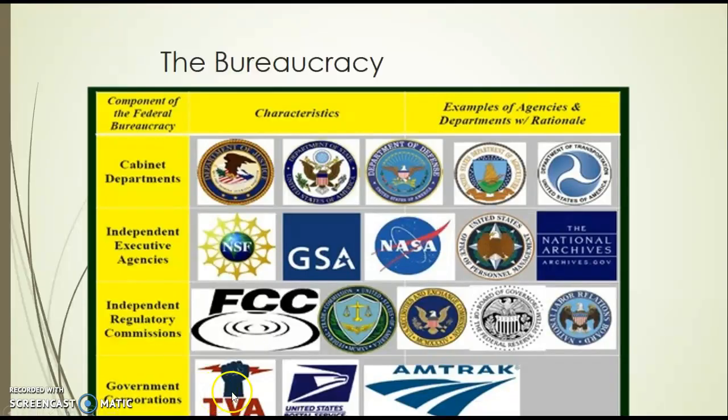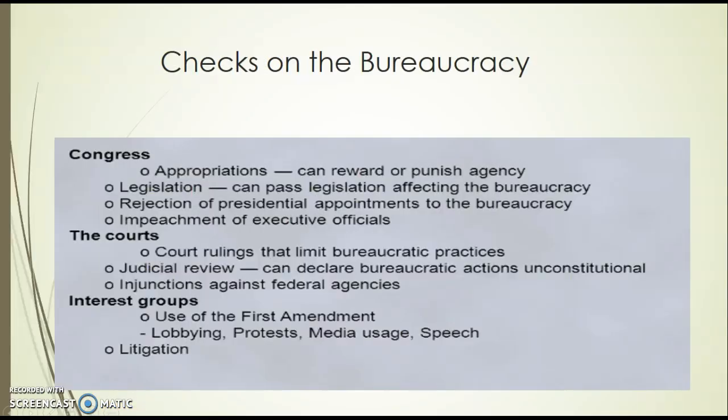And then you have government corporations. These are corporations that are making money. So USPS, Postal Service, is making money. For example, you purchase a stamp. That is going to the government. It is a government-run corporation. They are making money. Be familiar with these types as well.